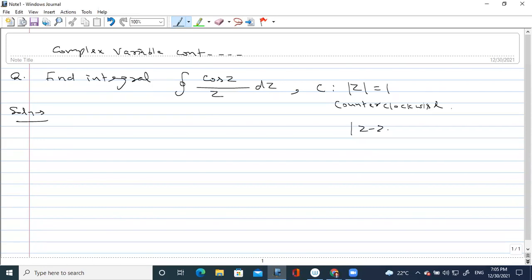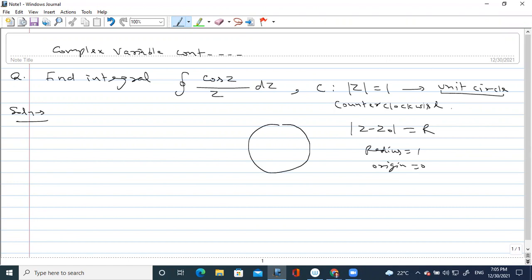You can compare it with z minus z0 equal to r. So radius is 1. z0 means origin. Origin is 0. Okay. So this circle is known as unit circle. Unit circle means radius is unit. So your contour is like this, if you draw on the Argand plane.